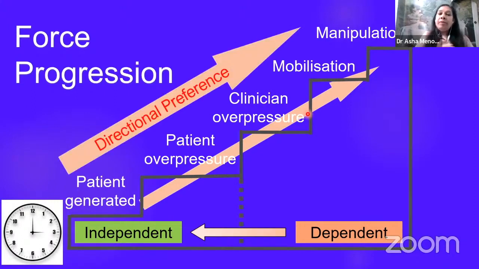And all this would be with a directional preference. So it's not as though I would do flexion with a patient and the patient goes back home doing extension. Whatever is the direction of manual therapy that we do in the clinic, be it extension or flexion, that is the direction of movement the patient goes back doing at home.